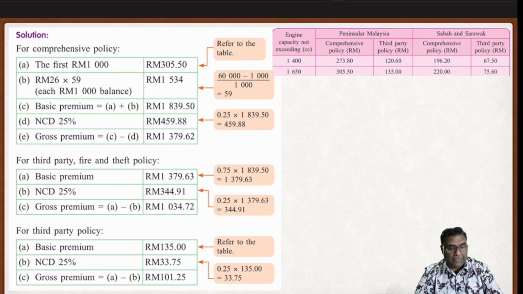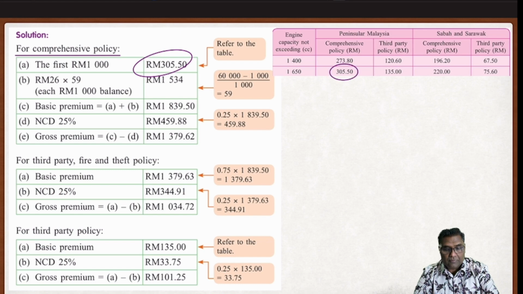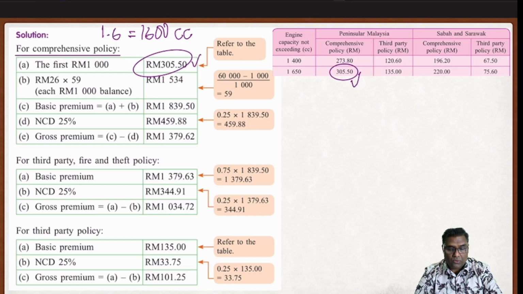Okay, example for comprehensive policy. For the first 1,000, the rate is 1305.5, because his car is 1.6, which is equivalent to 1600 cc. Now this is 26 over 59. How do I get this, 26 times 59?